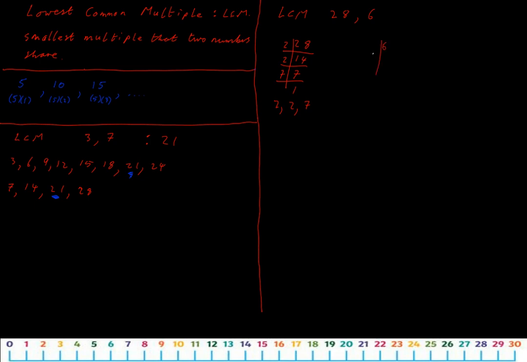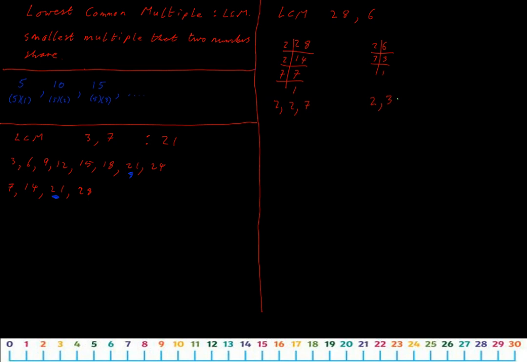Now what are the prime factors of 6? Smallest prime number that divides into 6 is 2, and we're left with 3. Smallest prime number that divides into 3 is 3, and we're left with 1. So 2 and 3 are the prime factors of 6.